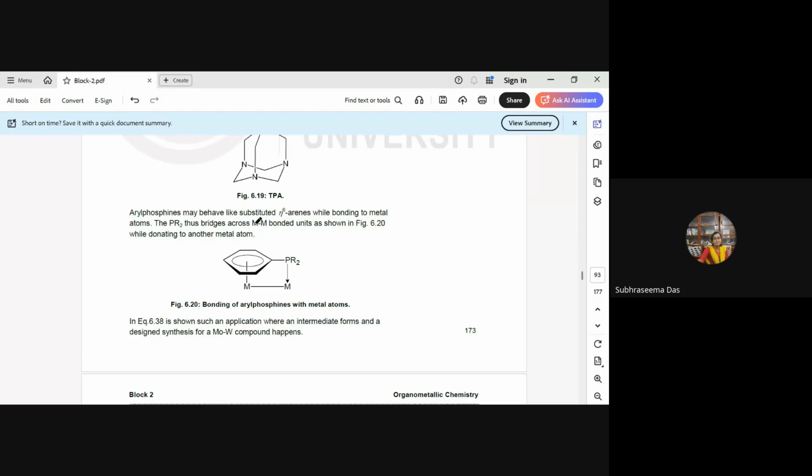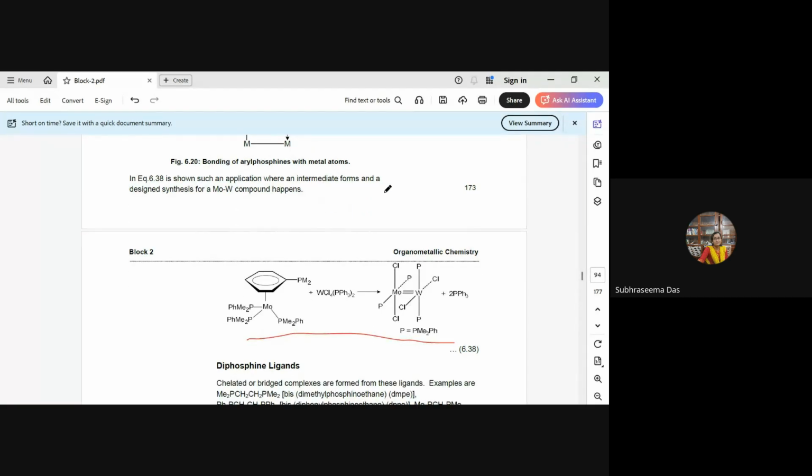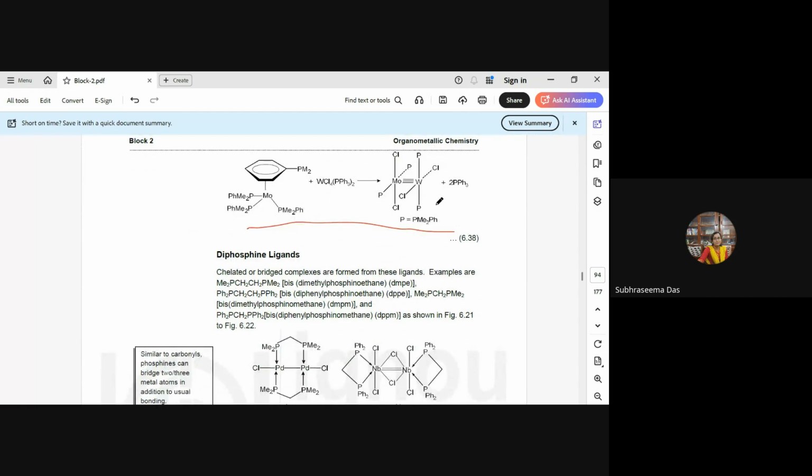Aryl phosphines may behave like substituted eta-6 arenes. So when PR2 is bridged across an M-M bond while donating to the other metal. Here in equation 6.38, this reaction shows an application where an intermediate forms in the design of a molybdenum tungsten compound. Here it is an example. So this is the phosphine.